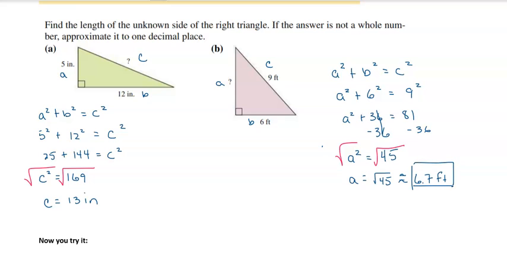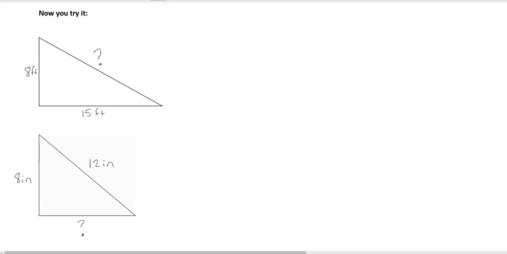All right, now you try it. Okay, so this one is for you. There are 2 problems here actually, and you're going to solve for the unknown side. So remember to label them A, B, and C. Use the Pythagorean theorem and solve for the unknown.